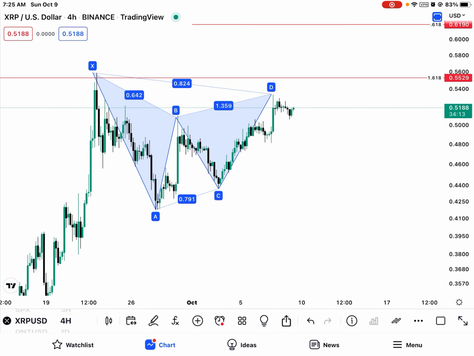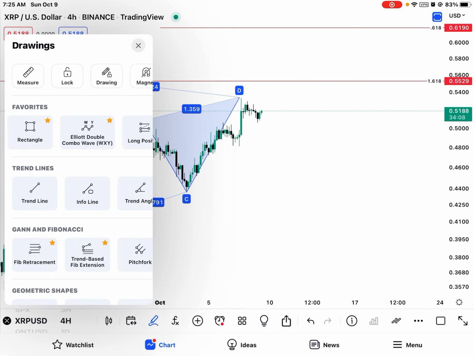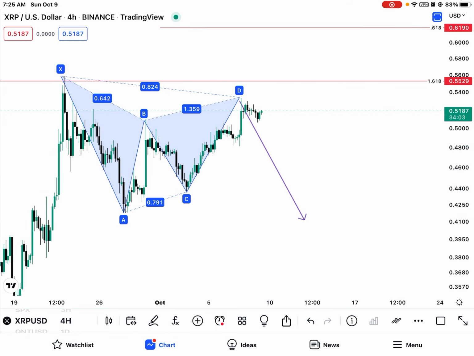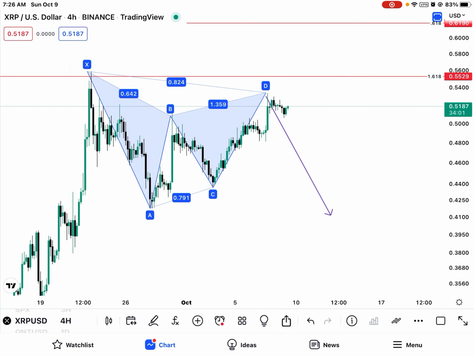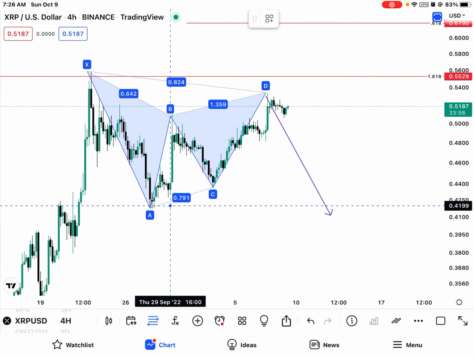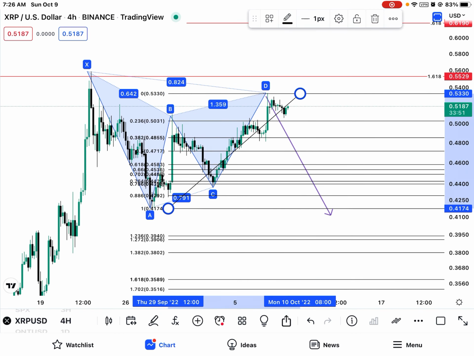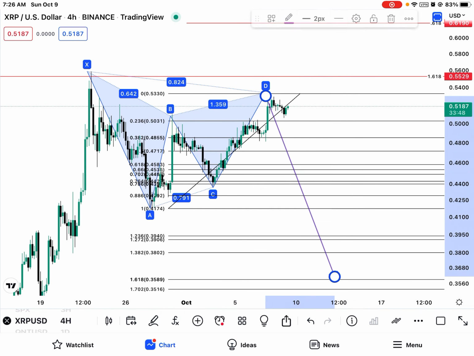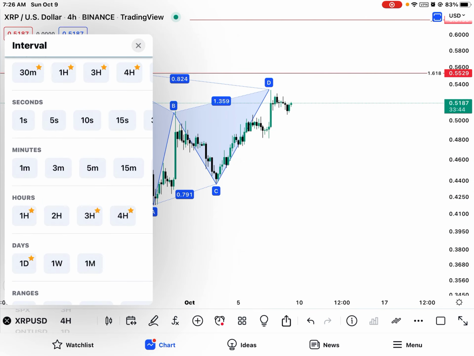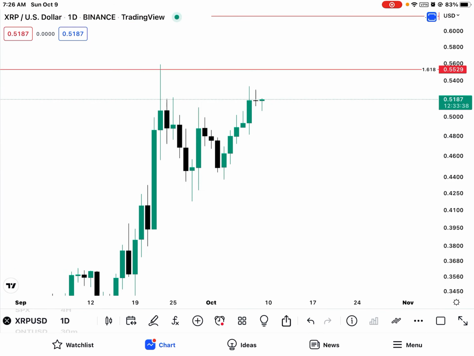And then usually, if we want to know where this target can be when we break down, all we have to do is take a Fibonacci from our A leg up to our D leg, and it usually comes down to the 618, which would be around 35 cents. Okay, now we saw something interesting here on the daily. Let's just remove that so it's easier on your eyes.